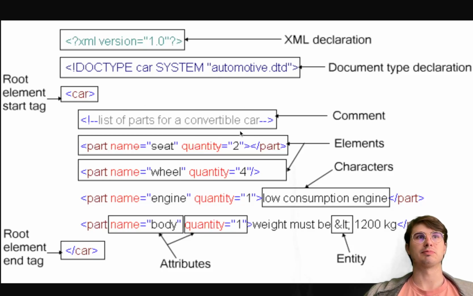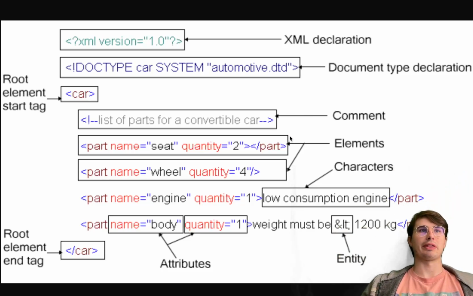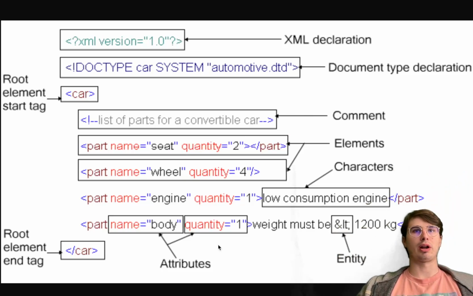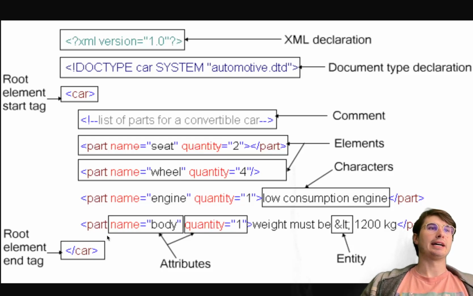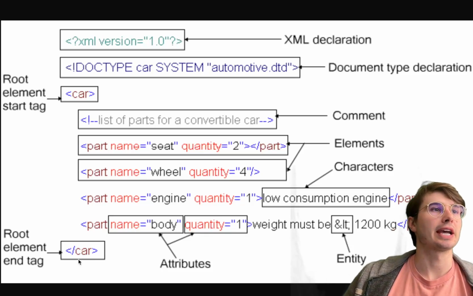And then there'll be a comment on this car, saying this is a list of parts for a convertible car. And then you have a list of elements which can represent data around that car: seat quantity, wheel quantity, the type of engine. And then at the end, you'll close that object with the root element end tag.